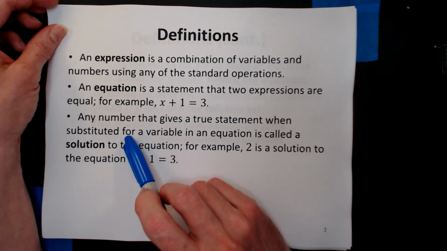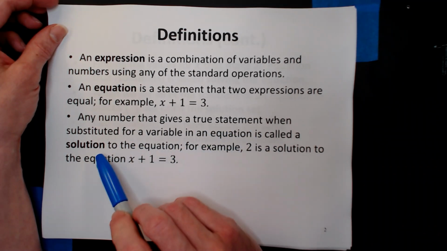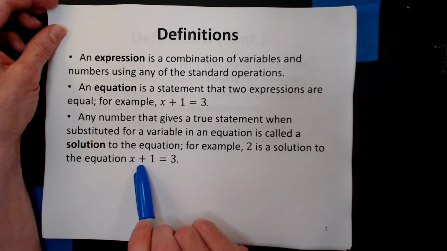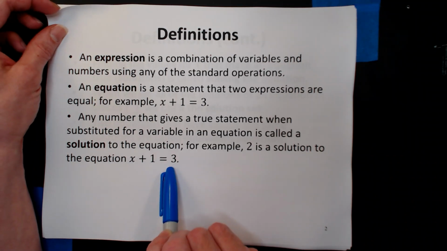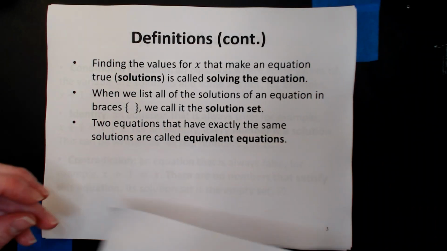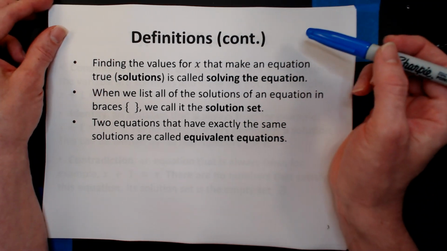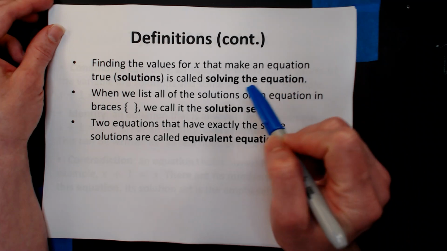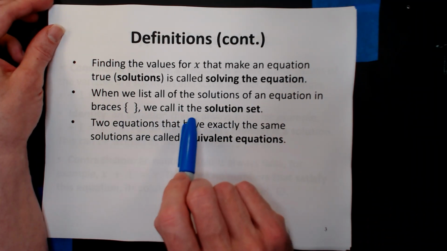Any number that gives a true statement when substituted in for a variable in the equation is called a solution to the equation. For example, 2 is a solution of the equation x plus 1 equals 3. In other words, if we plug 2 in for x, we get 3 back out. Finding the values for x that make an equation true is called solving the equation. When we list all the solutions of an equation in braces, we call it the solution set.